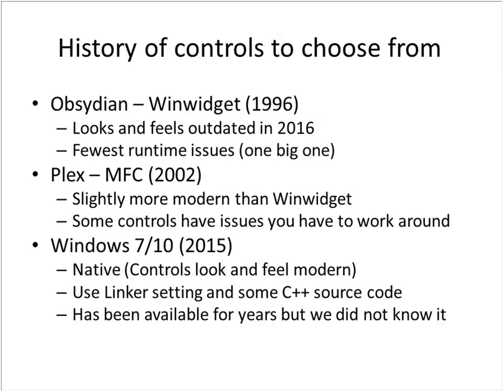So let's take a little trip in time here and look at the history of the controls that we have to choose from. As I mentioned, when Obsidian was first introduced, we had one option, and that was the Winwidget control. That was around 1996. And the Winwidget control works, but it looks and feels outdated in 2016. It just looks old. But one of the positive things for the Winwidget controls is those controls have, in my opinion, the fewest issues that you have to work around in order to make them work the way you want in your applications.